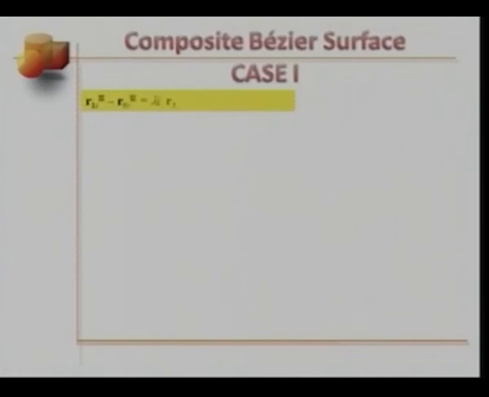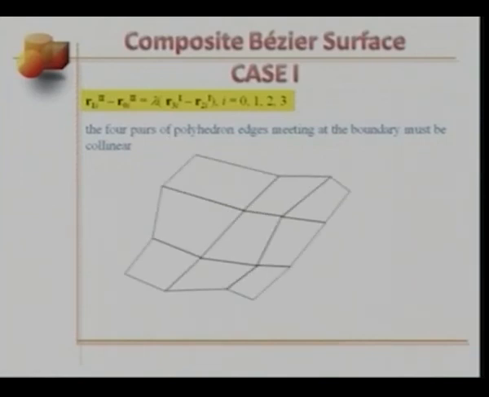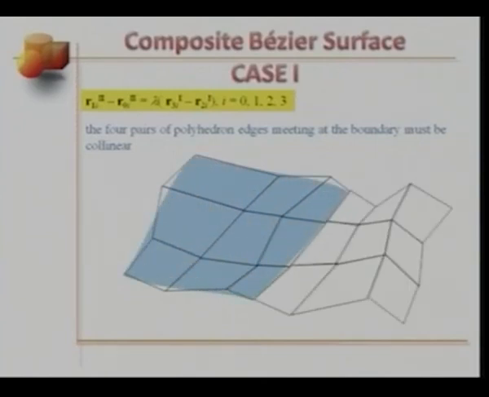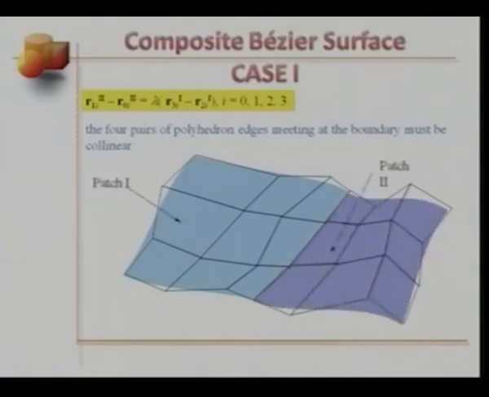This is the condition from the previous slide. Geometrically, what this condition means is that the 4 pairs of polyhedron edges meeting at the boundary must be collinear. So this is the first bicubic patch. This is the second Bezier bicubic patch. These 4 lines must be collinear.